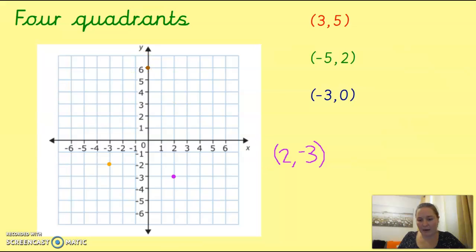Okay, let's take a look at brown. So on my x-axis, where does brown fall? It's actually on this line, so it's falling at 0. And then where is it on the y? That's very clear to see. So that's 6.